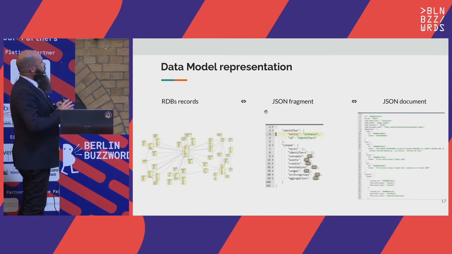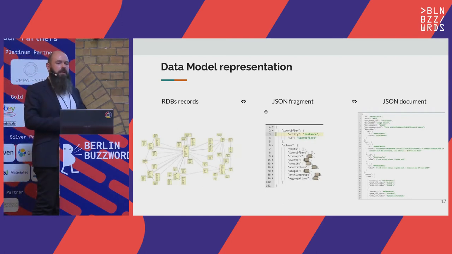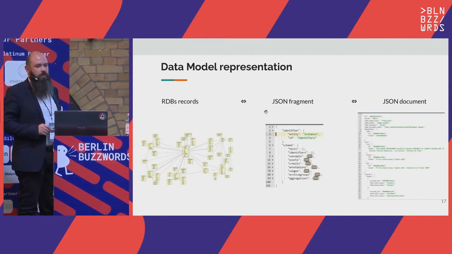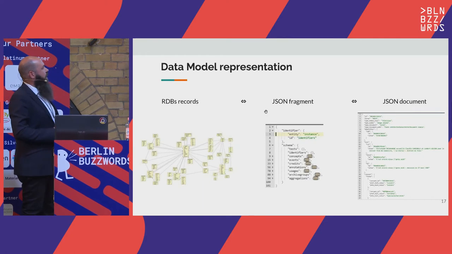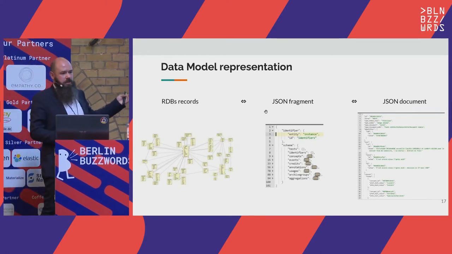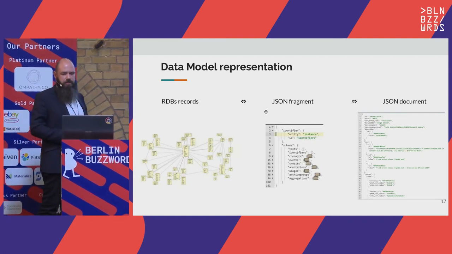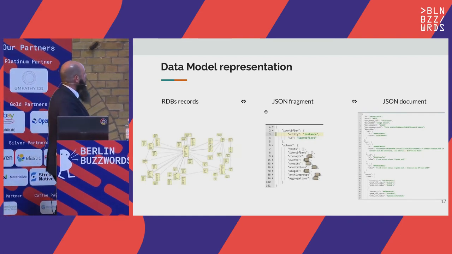So if I come back to the three different data model representations, we have the relational view, then this JSON fragment view, and at the end is the result, the JSON documents that are finally stored into Elasticsearch.